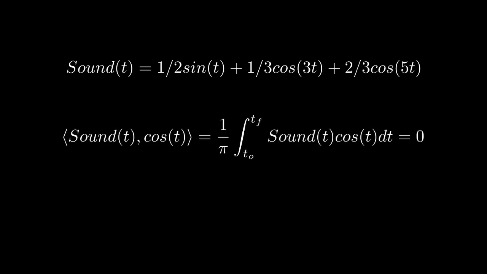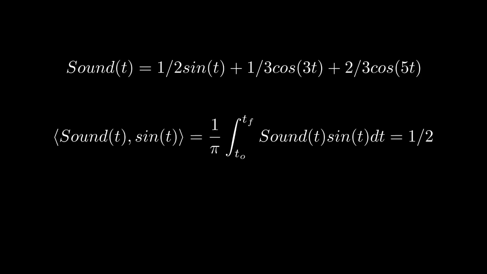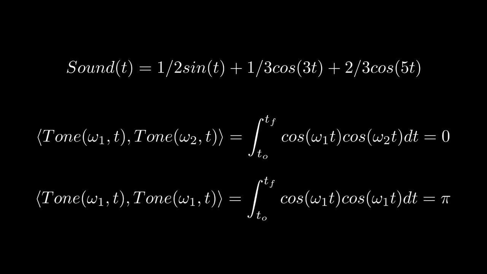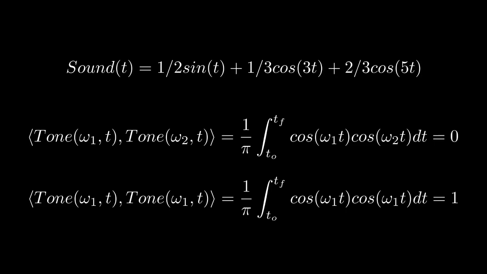And we get 0 for 1 when there's sine. And this is because we use cosine. If we use sine here, we get 1/2. The reason this happens is because if you inner product sine and cosine together over at least one period, you get 0. In fact, you get this for any two cosine tones with different frequencies. And if they are the same frequency, then you get pi. If we normalize this, you get 1.